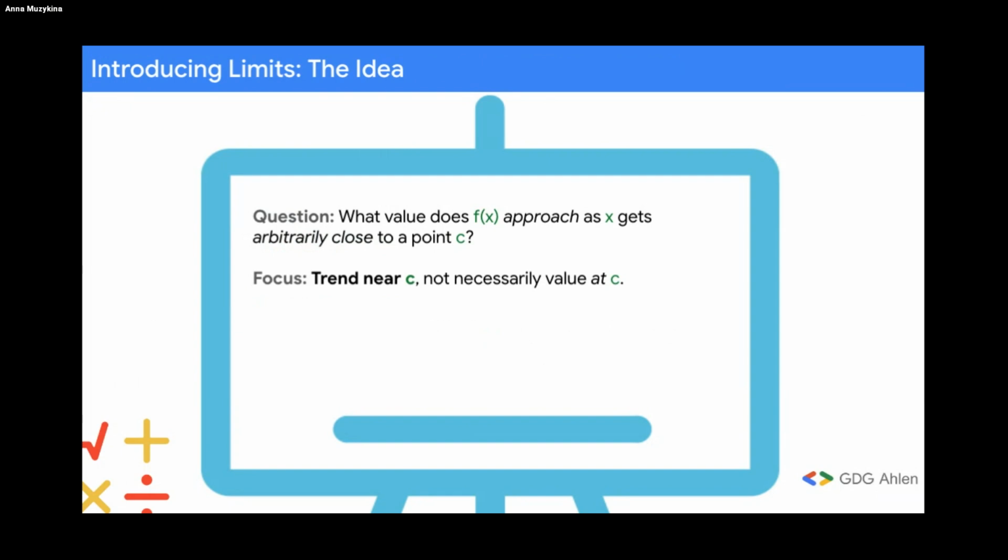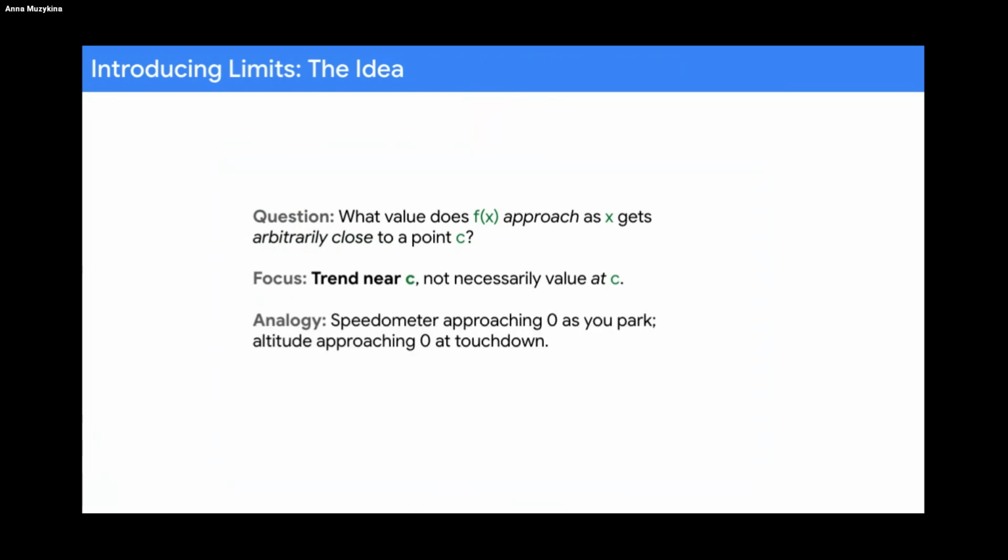We are not necessarily asking what the value of the function is exactly at x equals c, which is simply f of c. As we will see, the function might not even be defined at c, or it might have a different value right at that point, but it can still approach a specific value. That approaching value is the limit.